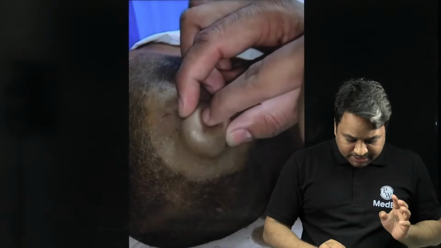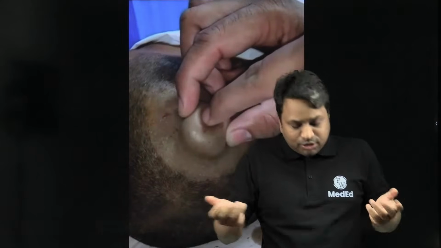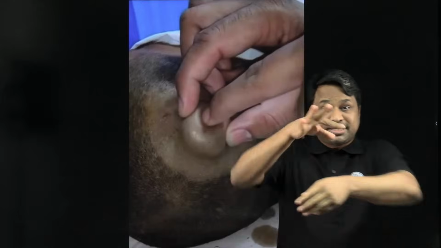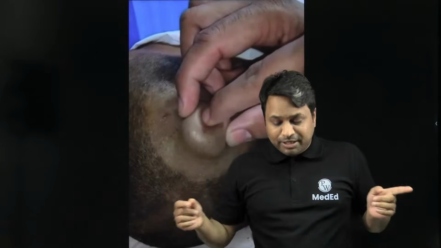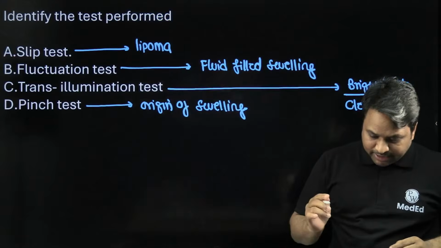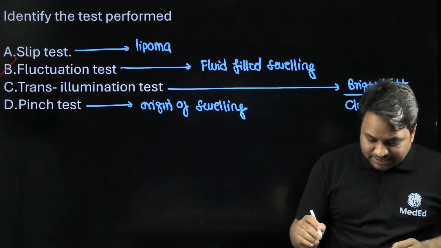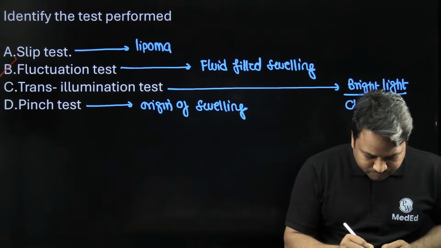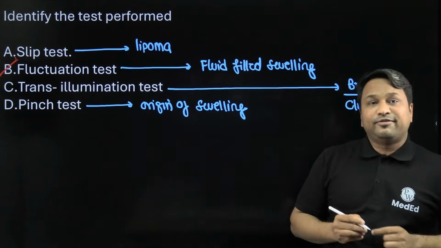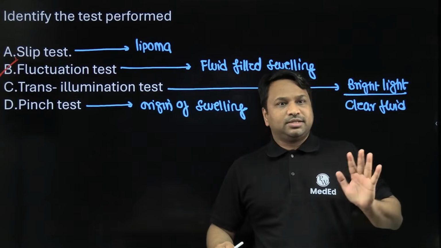Absolutely spot on. Okay. Transillumination, I did not put any light, so it is not a transillumination test. It is not a pinch test because I'm not holding the skin and pinching it, right? So the answer here is going to be your fluctuation test. So the test that we have performed is B for Bombay. That is your fluctuation test. Clear?